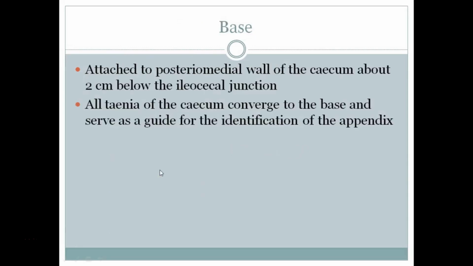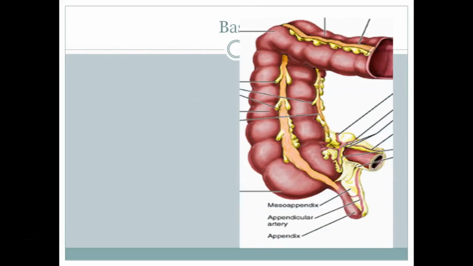It is attached to the posteromedial wall of the cecum, about 2 cm below the ileocecal junction, and here we can make this out properly by understanding the base, where all the teniae of the cecum converge together. So it is going to act as a guide for the identification of the appendix. So to identify the appendix, we can approach from the cecum where all teniae meet. There we will get the base of the appendix arising. So here you can make out this is the appendicular part, mesoappendix, this is the ileum.